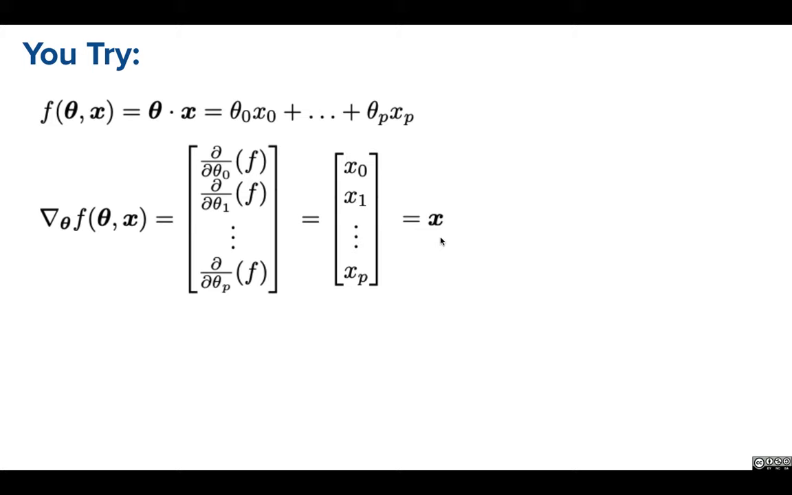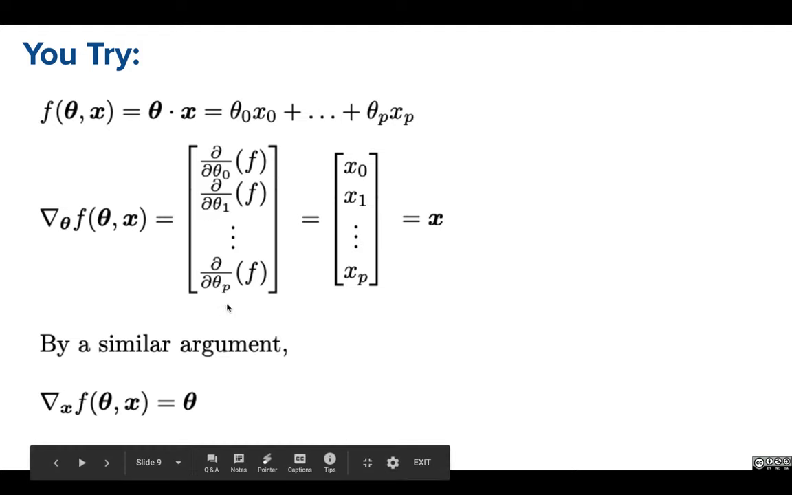Usually, when you take the gradient of a vector function, once you expand out the multiplication, take the gradients of the terms, and stack them on top of each other, you get something that looks pretty simple. Not always, but usually, in this class at least, you'll get something relatively simple. You can do the same with respect to x, by a similar argument. The gradient with respect to x is very similar to the gradient with respect to theta. Instead of x's in the final vector, you get thetas. So the gradient with respect to x is equal to the vector theta.